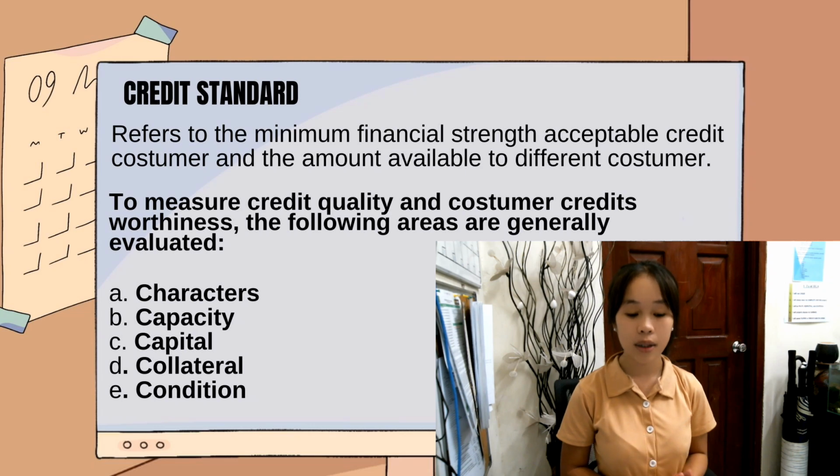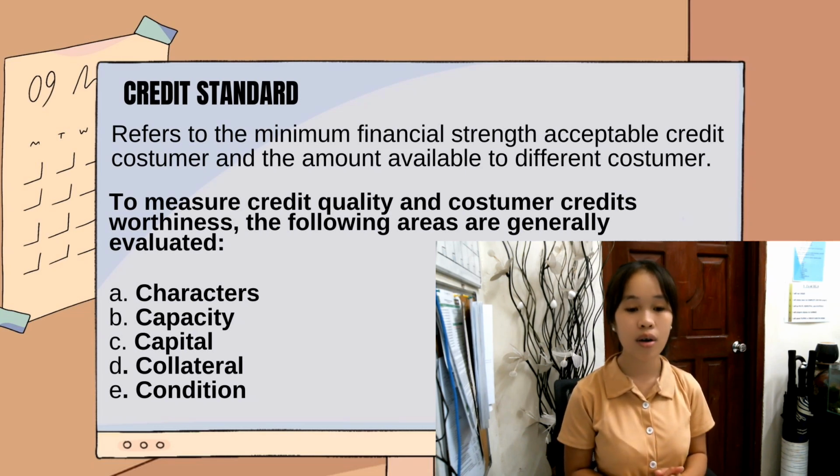And third is capital. Capital is measured by the general financial condition of a firm, as indicated by analysis of its financial statements. Special emphasis is given to the ratios: the debt-to-asset ratio, the current ratio, and the times interest earned ratio.